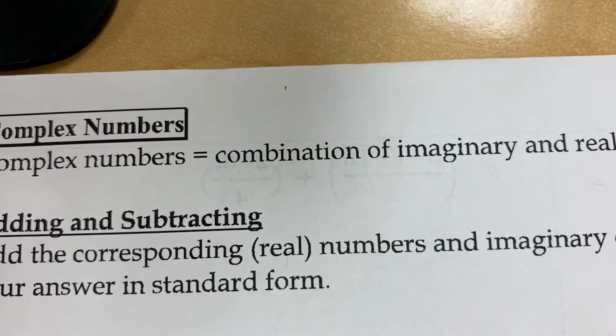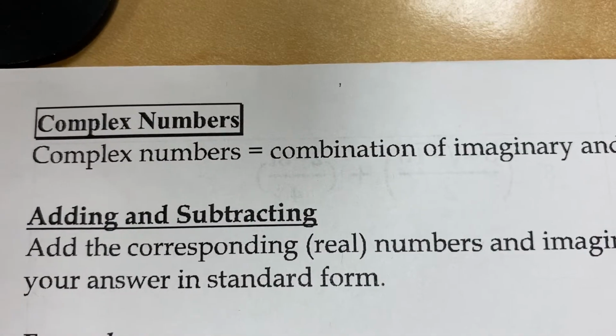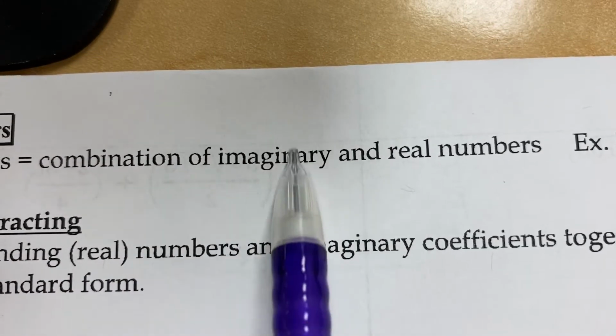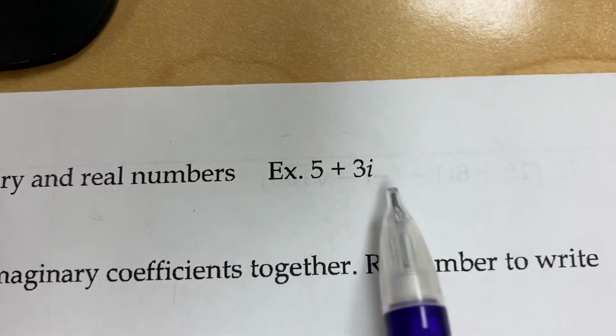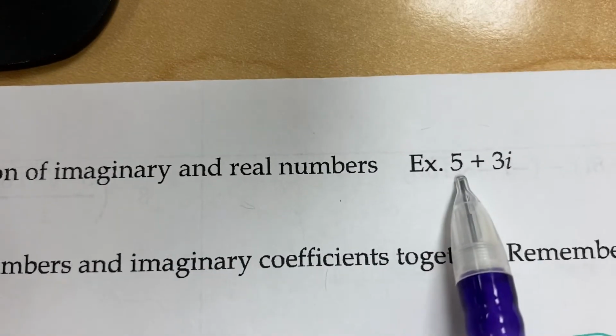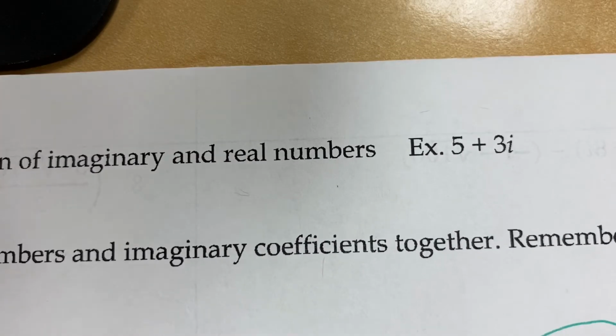All right, so moving on in our discussion of imaginary numbers, now we have complex numbers. And what that means is that we've got to combine our imaginary numbers, which remember, is identified by i, and real numbers. So for here, 5 would be a real number, 3i is an imaginary number, okay?